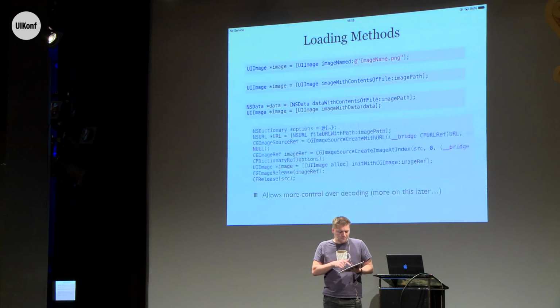And then the more complex option is to use Image I/O, which is a lot more code, as you can see. The benefit is that it allows us more control over decoding, which I'm going to cover in a bit.